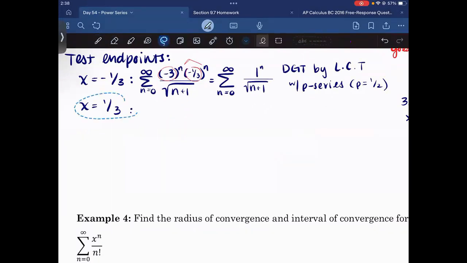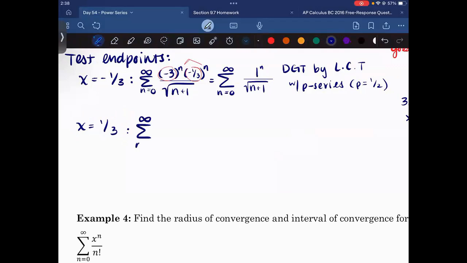And then my second endpoint is positive 1/3. Again, I'm going to have the same idea, but this one is going to have an alternating series. So we have negative 3 to the n, and then 1/3 to the n.